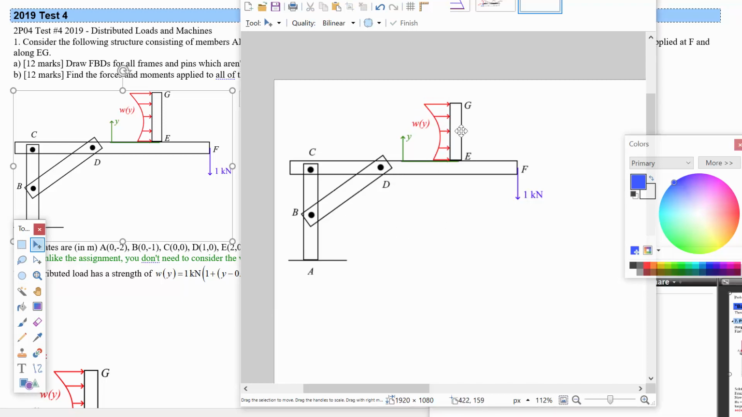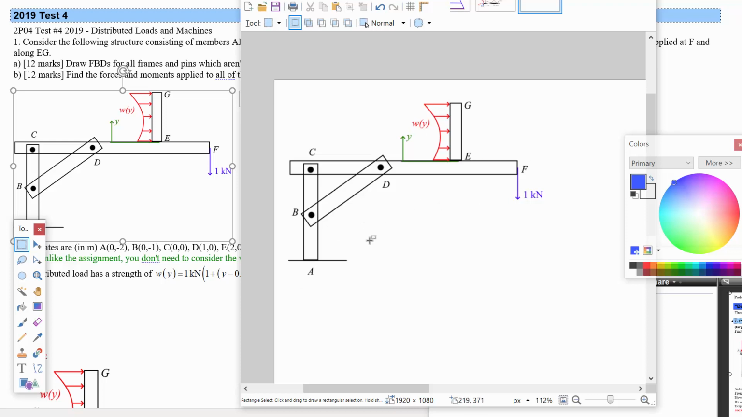So what about the other things? Well, this definitely has a distributed load on it, so it's not just a 2-force member. CDEF has the reaction force and moment here, and the force there, and forces there and there. So lots of forces on it. Same with ABC. So okay, we've got to draw it for all of those different points.